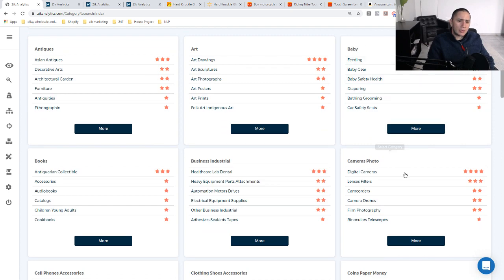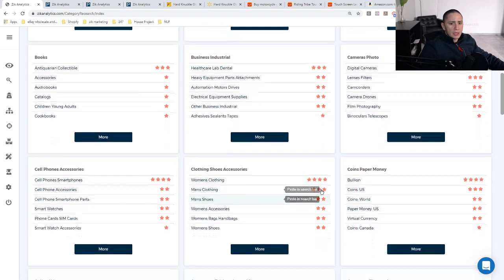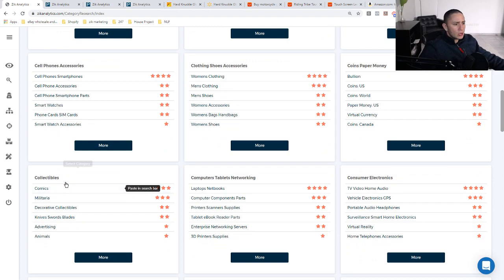Baby is a good category. Camera photos, we can work with. Industrial category, I wouldn't avoid it, but it's a category which doesn't have many products or has very expensive products. Books, I wouldn't avoid it if I had a specific source, but as a dropshipper, I will avoid books. Coin, paper, money, I would avoid. Clothing, shoes, it's alright. Cell phone accessories, it's alright. Collectible tables, I would avoid.